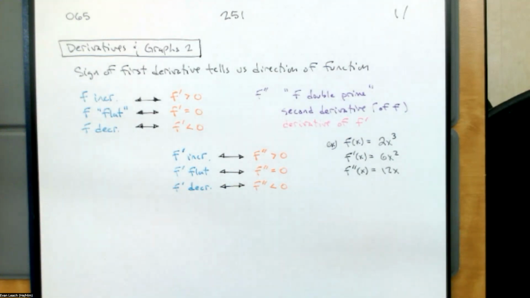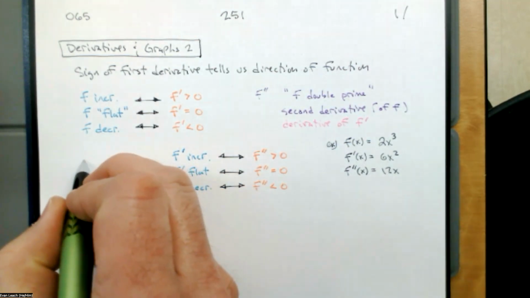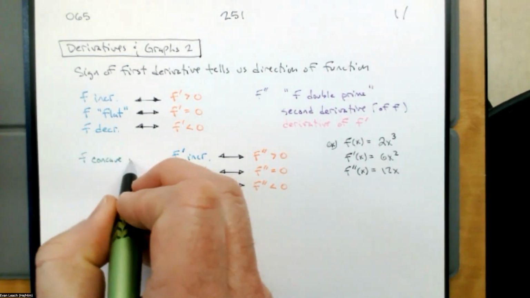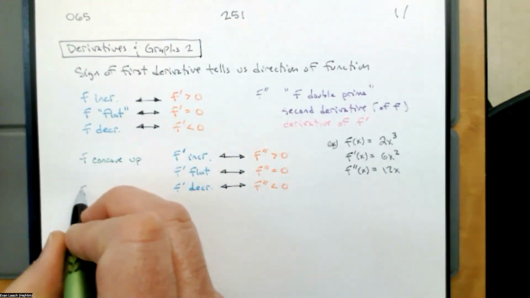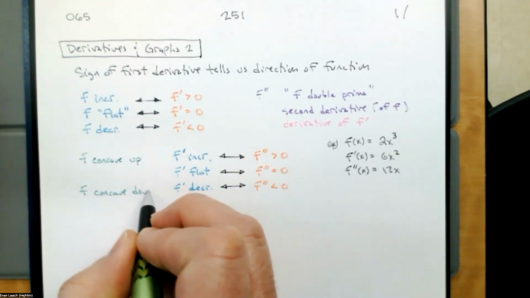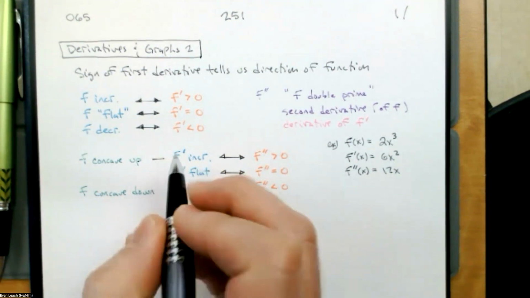I'm just going to write it down. Let's just jump right to the conclusion. If the first derivative is increasing, we say that the function is concave up. If the first derivative is decreasing, then we say the function is concave down. And these are, once again, if and only if statements.